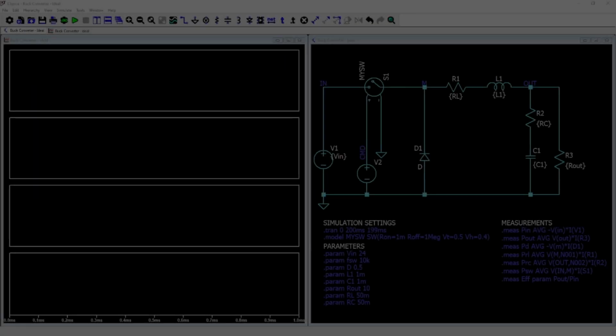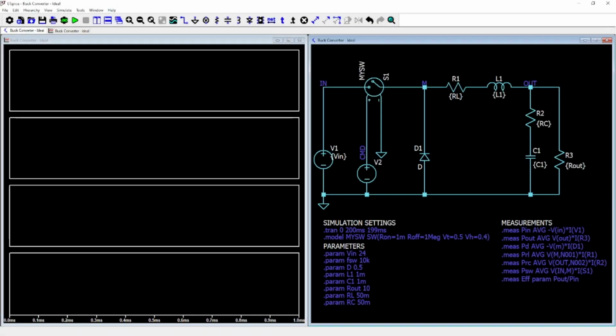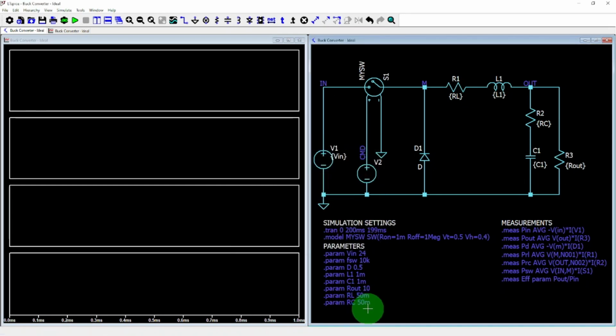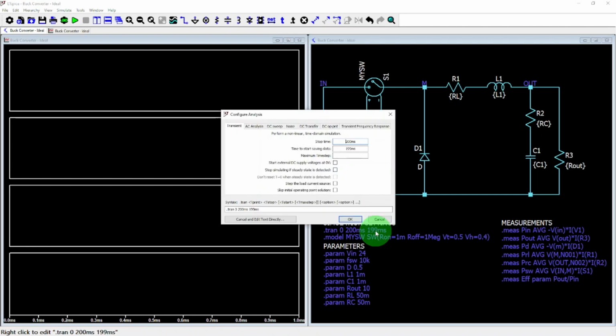What affects efficiency? As usual, let's start with the simulation setup. It's helpful to introduce explicit resistors into our simulation to represent the series resistance of the inductor and capacitor. We'll set both values to 50 milliohms and run the simulation using the usual command with startup disabled to skip the initial oscillations.